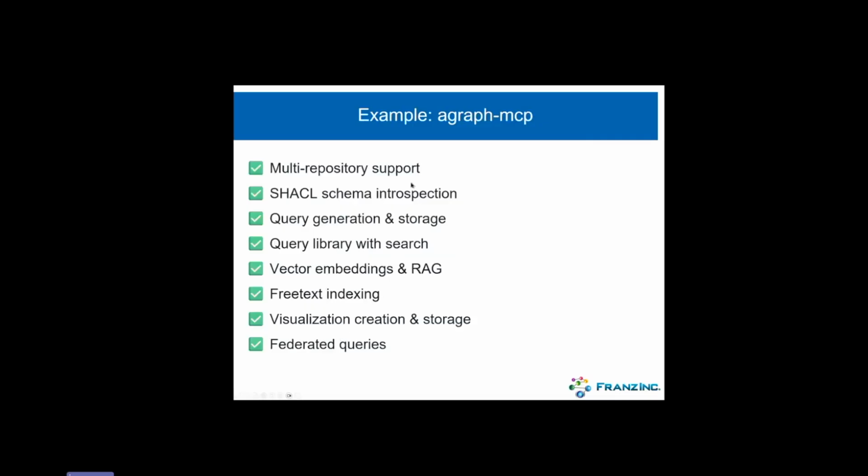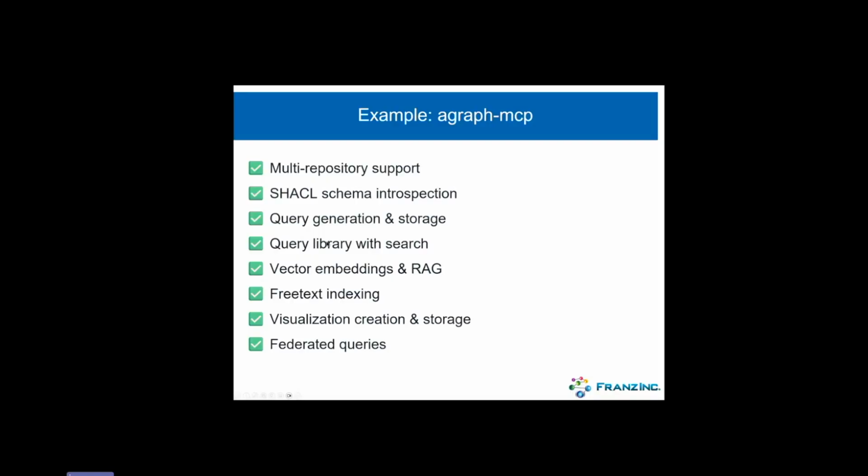So AGraph MCP. We also created, just as a demo, an AllegroGraph MCP where it can talk to all the repositories that you might have in your server. In order to create queries, it needs to do schema introspection, right? So for SQL, it would be introspection from the schema; in SPARQL, or for AllegroGraph, you need to get the SHACL, to think of it like a schema language, right? And then we generate queries, and when we have a successful query, we store it in a query library.